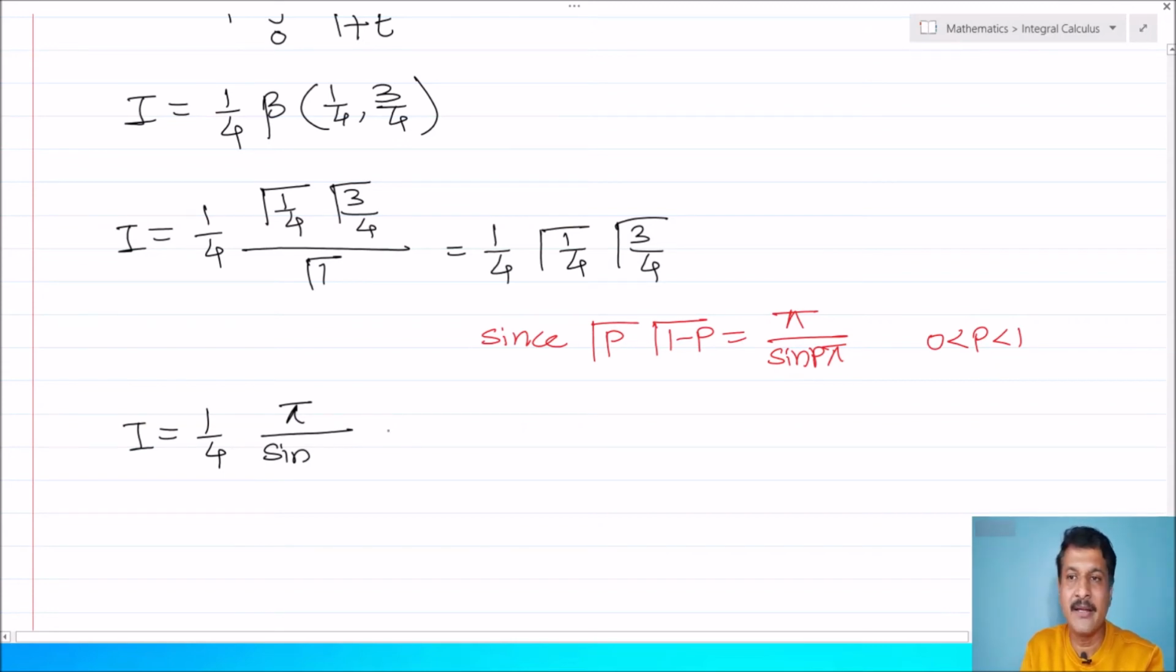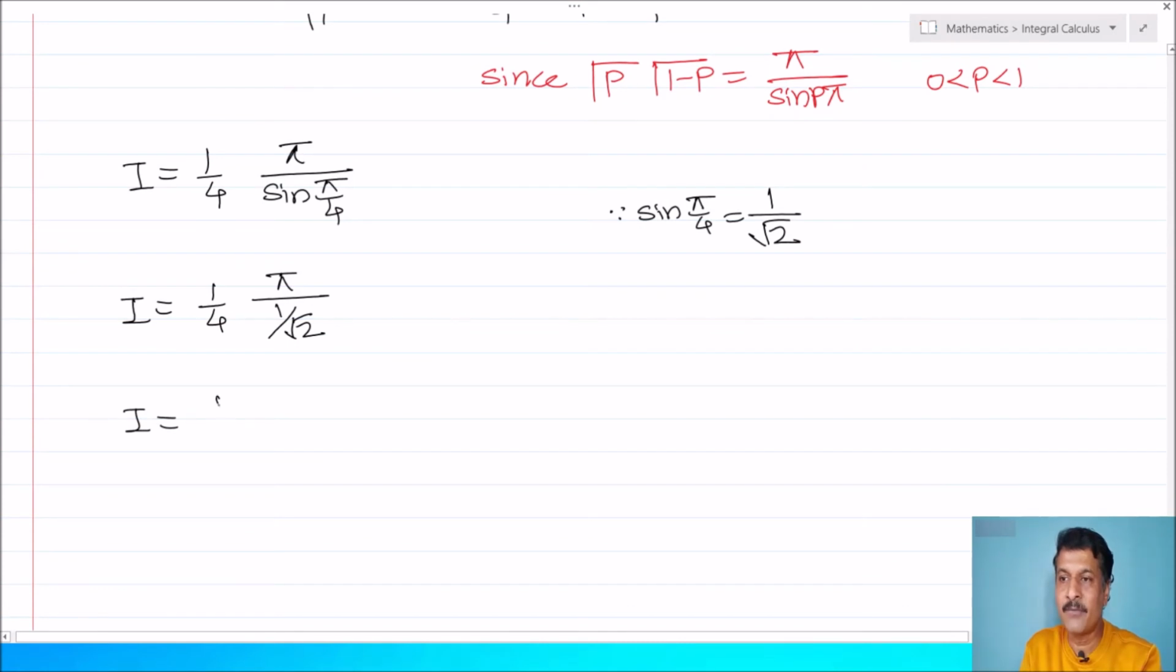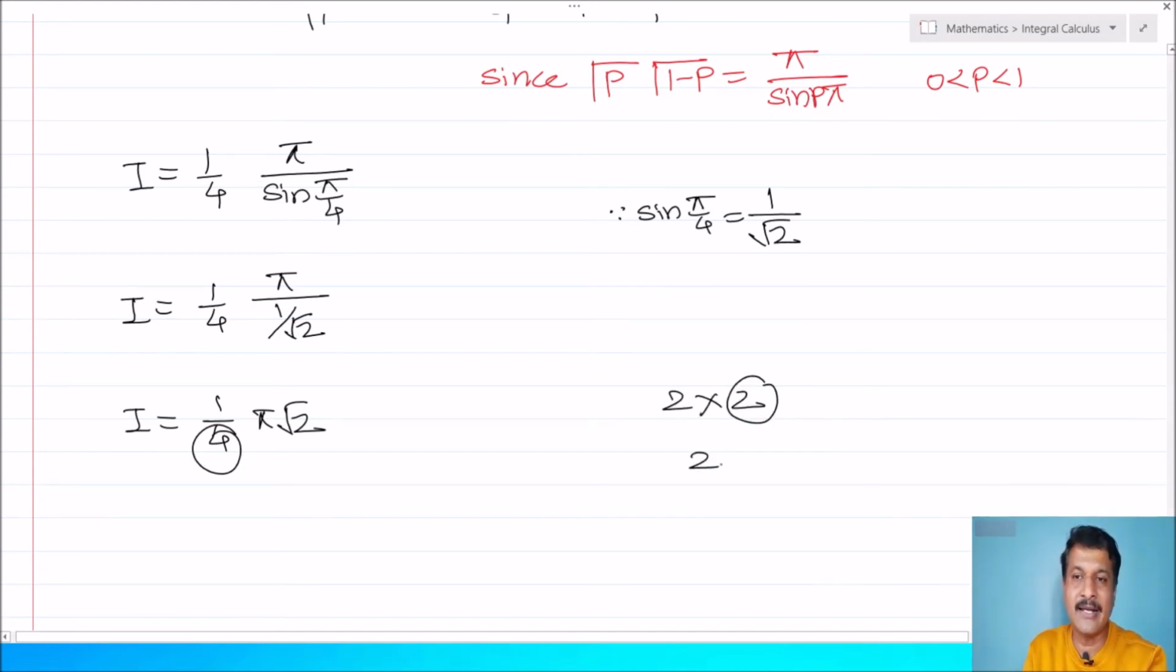So what is p? Here p is 1 by 4. 1 by 4 into pi means it is pi by 4. And by the standard value, sine pi by 4 is 1 by root 2. So simplify this. I am getting I equal to 1 by 4, pi upon 1 by root 2. So this is equal to 1 by 4 into pi root 2. Now simplify this: 2 I can write as 2 into 2, and this 2 I can write as root 2 into root 2, and one root 2 gets cancelled with this one. So therefore, I am getting I equal to pi upon 2 root 2.